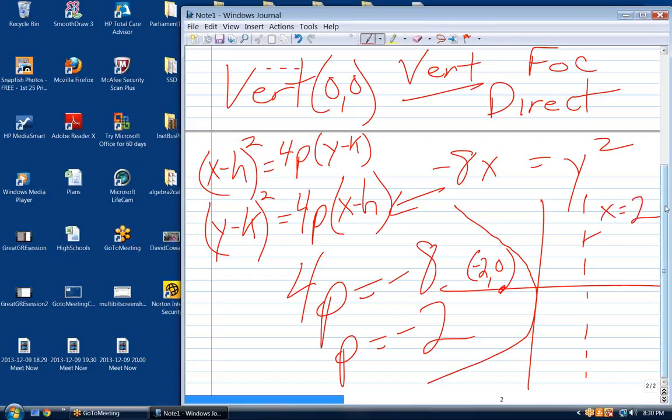Remember, it's always on the other side of the vertex. It's always on the other side of the focus. It's never inside the parabola. It's always outside. And when you're dealing with sideways parabolas, it's always an x equals. Vertical lines are always x equals. Horizontal lines are always y equals.